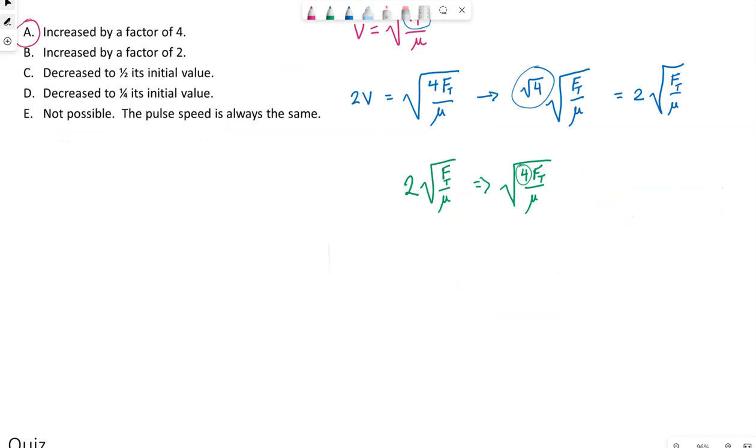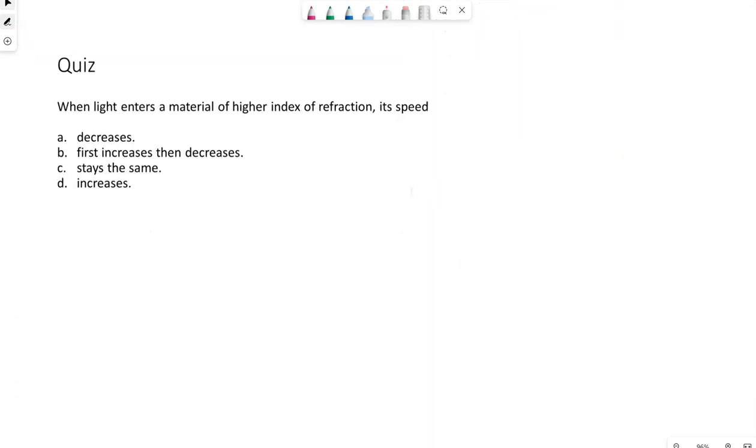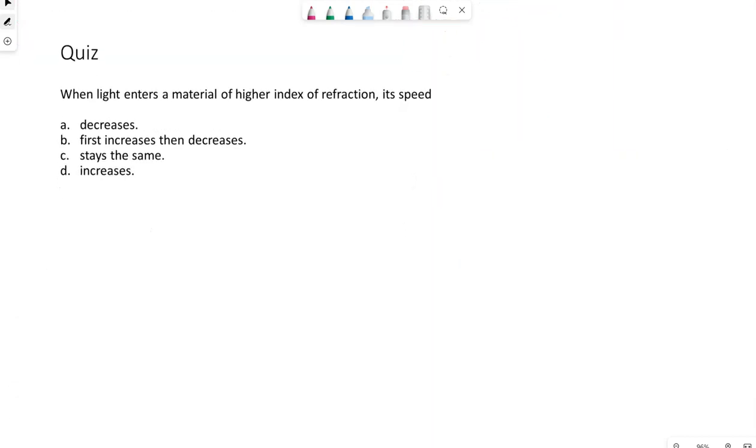Let's look at a second question. What do you think here? So the correct answer here is A.